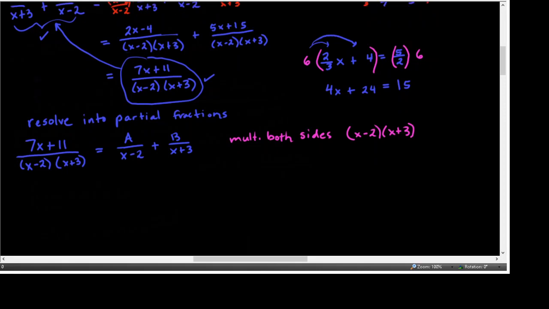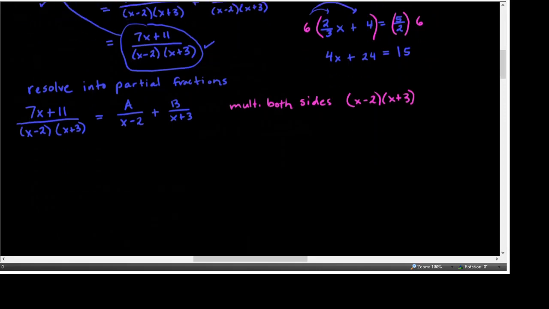Okay, so on the left side, if we multiply that fraction by both of those factors, they will cancel the denominator, leaving 7x plus 11. Multiplying that product x minus 2 and x plus 3 by the first fraction, because we're distributing, the x minus 2's cancel, leaving the A to be multiplied by x plus 3. And in the last example, the B over x plus 3 being multiplied by x minus 2 and x plus 3, the x plus 3's cancel, leaving B times x minus 2.